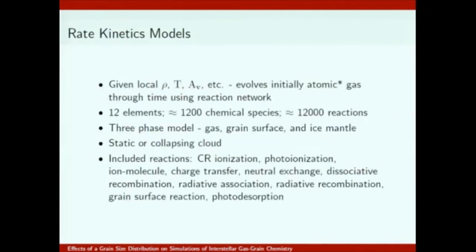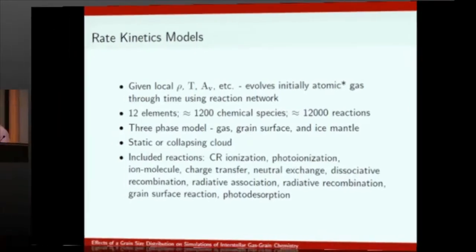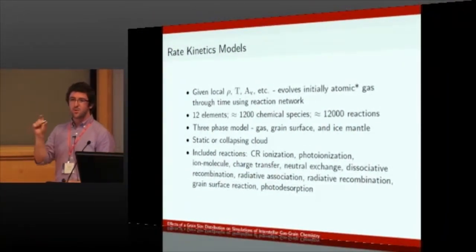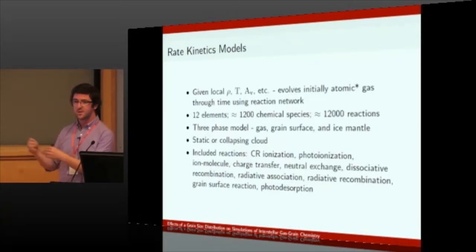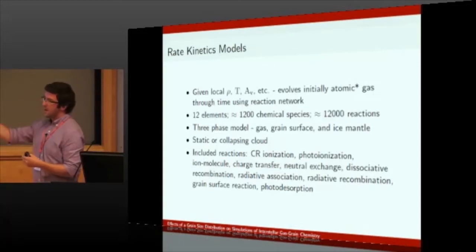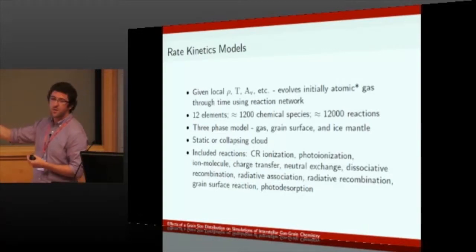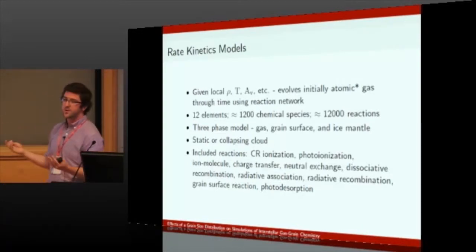So how am I going to model this? I use a rate kinetics model. It's essentially something that you've probably all done in, say, a high school chemistry course. You just have a couple rate equations for a chemical species to evolve or to react with some other chemical species to form another one. And then you have, instead of one of those, you have 12,000 reactions now. And they're all coupled with 1,200 separate chemical species reacting using 12 elements. You have to specify those local environmental parameters again. And you evolve what's initially an atomic gas, with the exception of molecular hydrogen generally, just through time, just letting the reaction network do its thing.